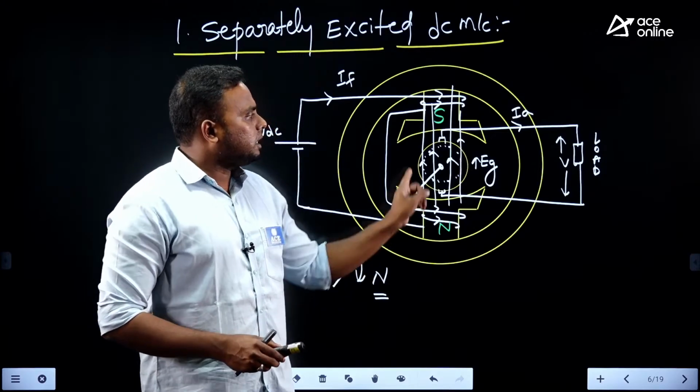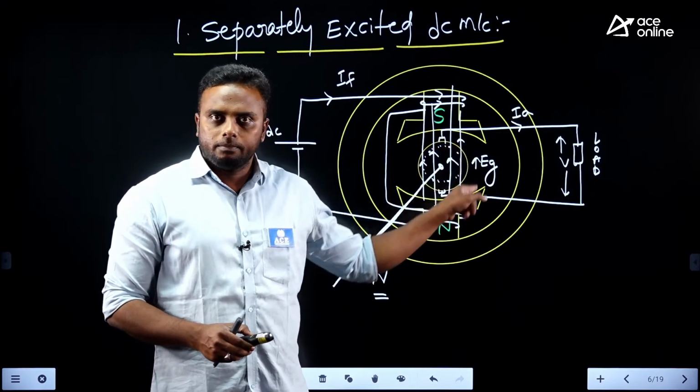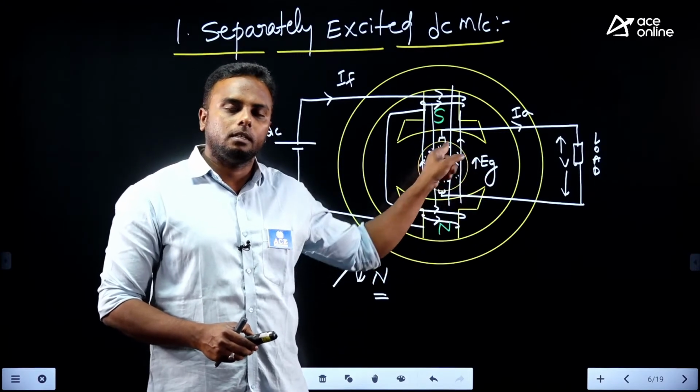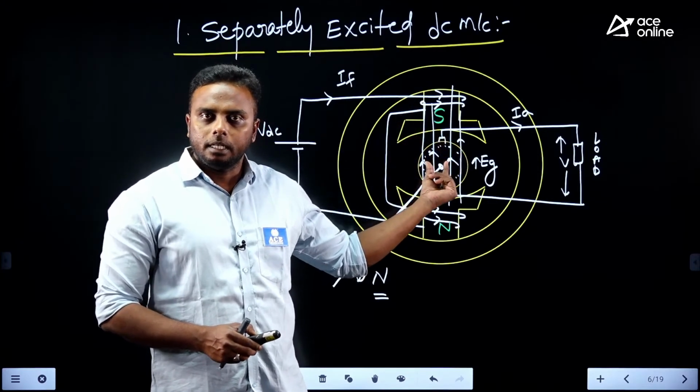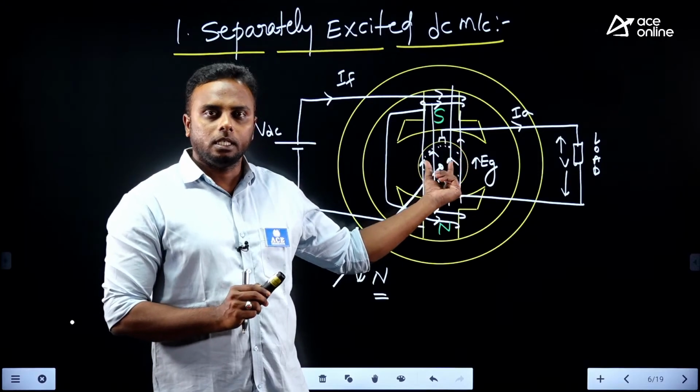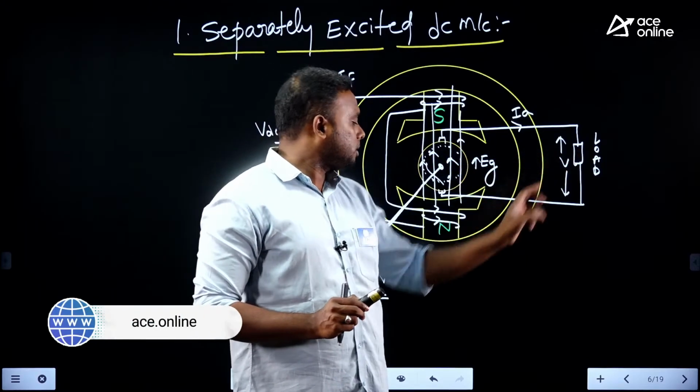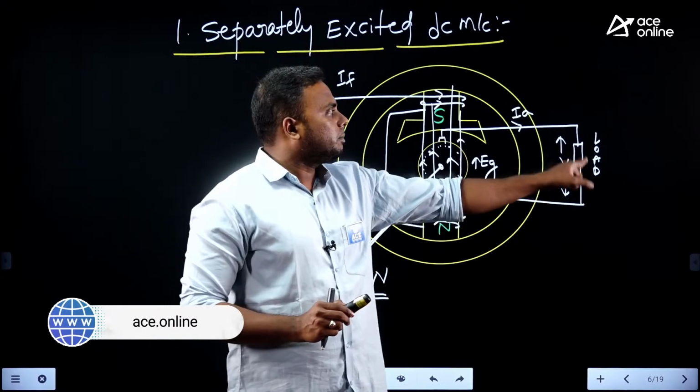Because what is the reason for EMF induced here? Rotation. As the armature starts rotating, EMF is induced. Why is it rotating? Because of the current carrying conductor you placed. Why is current passing in this conductor? Because we have given some supply here. As we give supply voltage, current is passing.